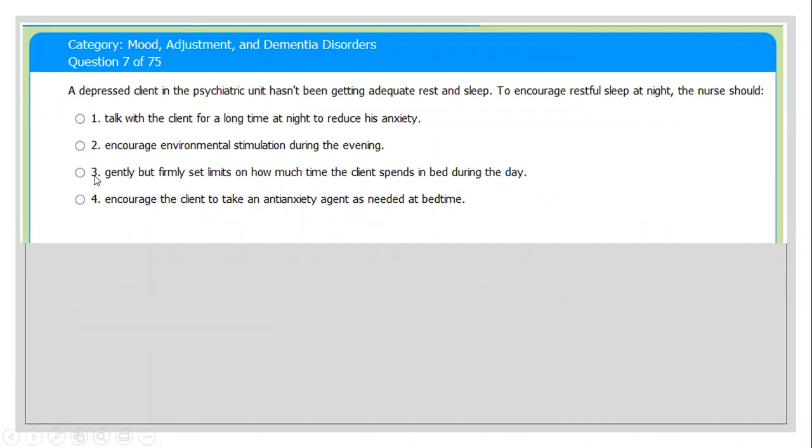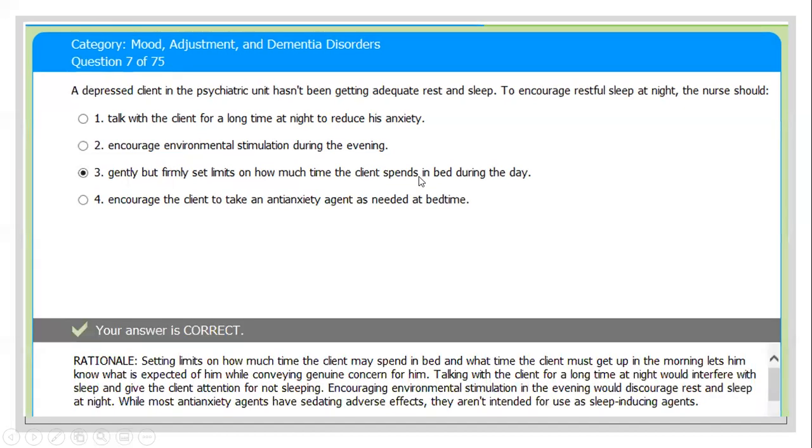Why do we choose number three, and why not number four? Both are correct, but why do we not choose number four? As a healthcare provider or as an RN, we always try to give non-pharmacological management first. Number four, encouraging the client to take anti-anxiety agents, is pharmacological management, second line. But gently but firmly setting limits on how much time the client spends in bed is non-pharmacological management. So number three is the correct answer.